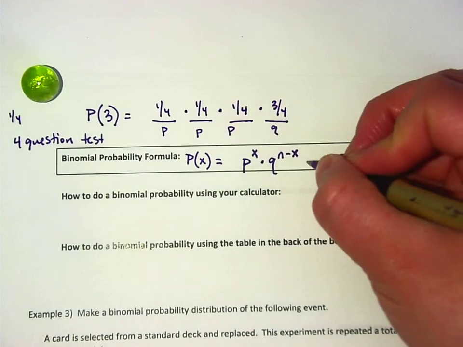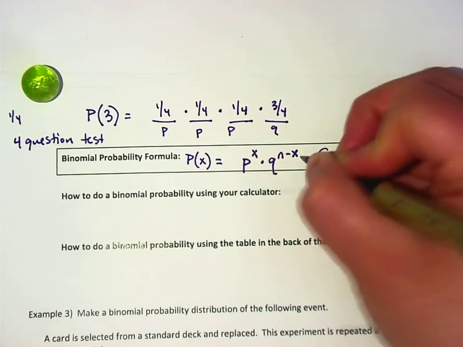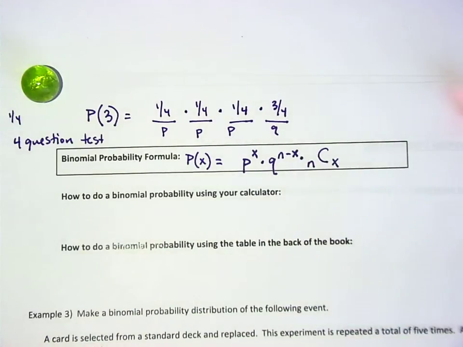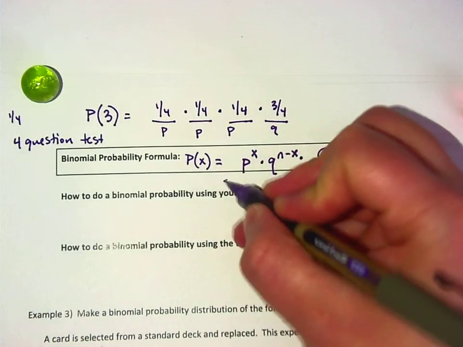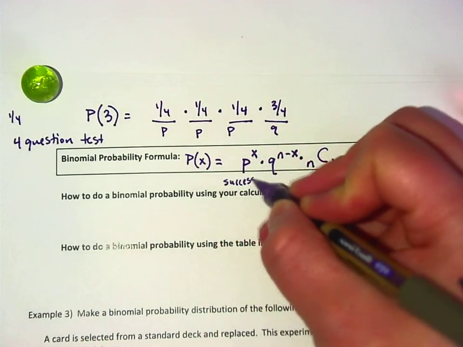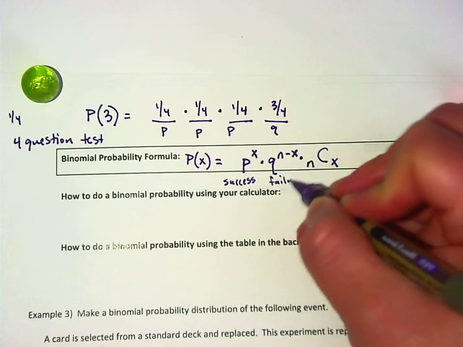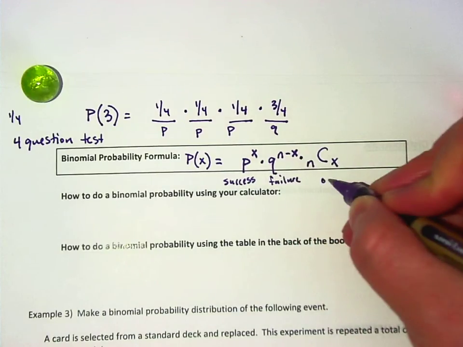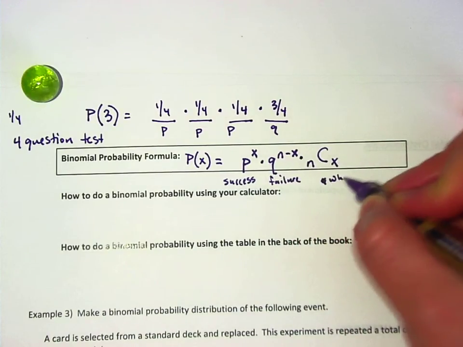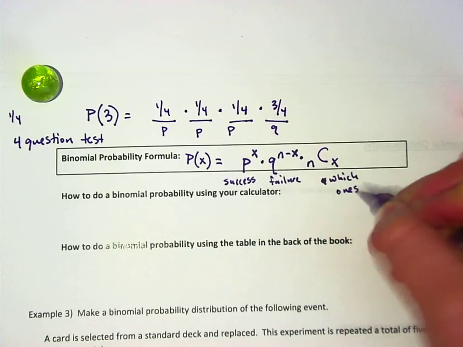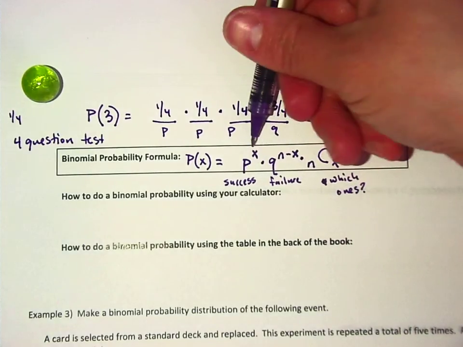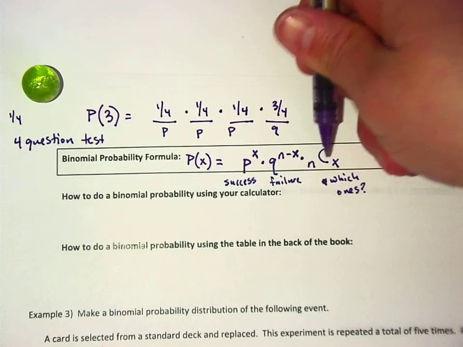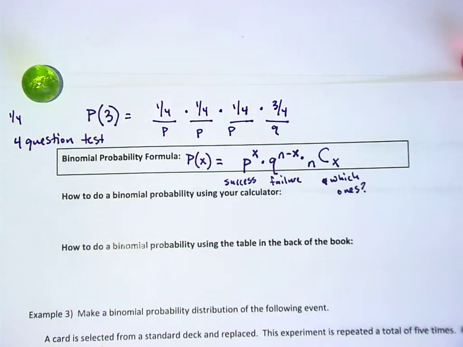So this is n choose x, times the probability of success and failure. And that's the whole formula. So this is success here, if you want to write it out. This is the success, this is the failure, and this is the which ones, essentially. So this is the probability of success, this is the probability of failure, and this is you figuring out which ones you want to be successful on.